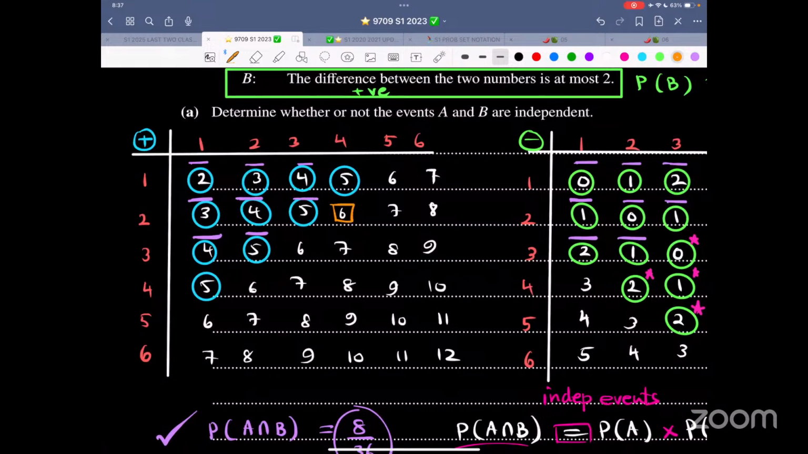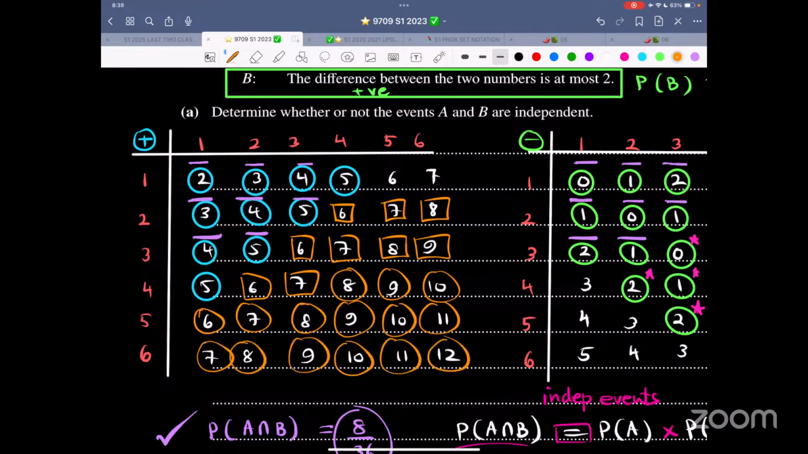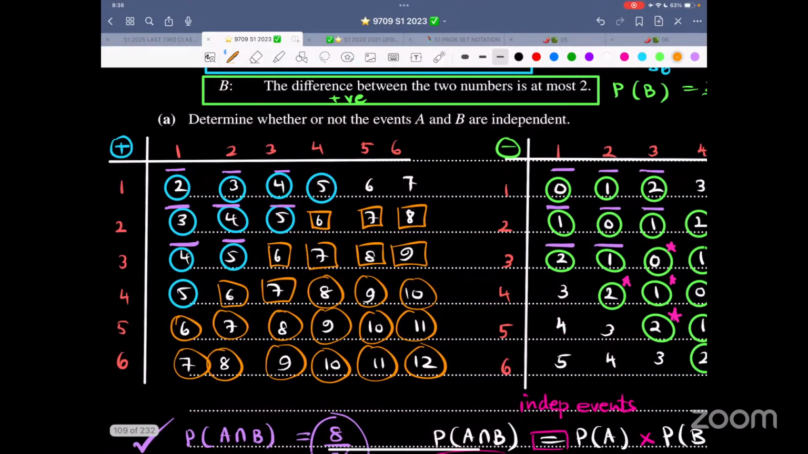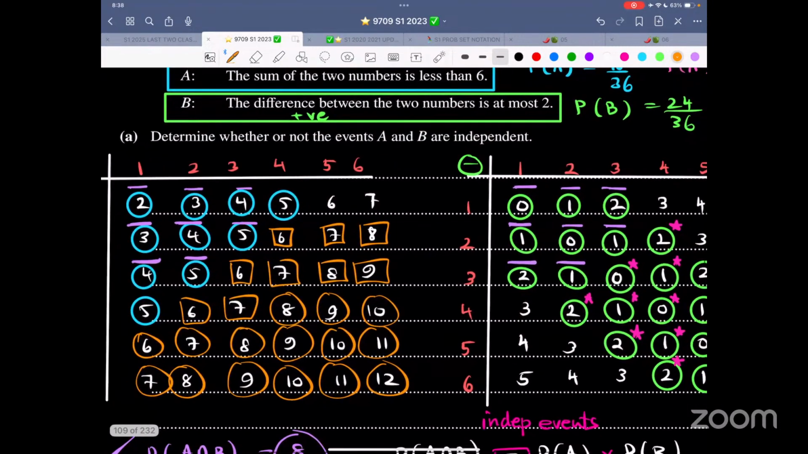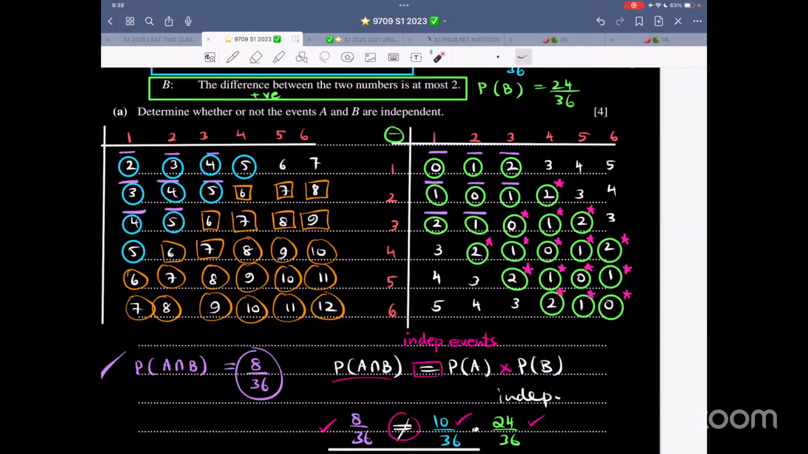So this is 1, 2, 3, 4, 5, 6, 7, 8, 9, 10, 11, 12, 13, 14, 15, 16, 17, 18, 19, 20, 21, 22, 23, 24. So out of 24, how many have a positive difference which is at most 2? Just compare these two. That's what makes it difficult. Go row by row. In this row, there is nothing green over here.